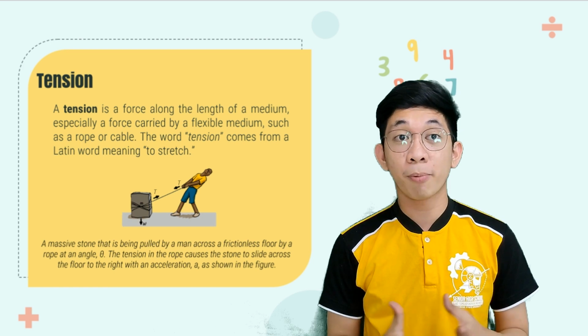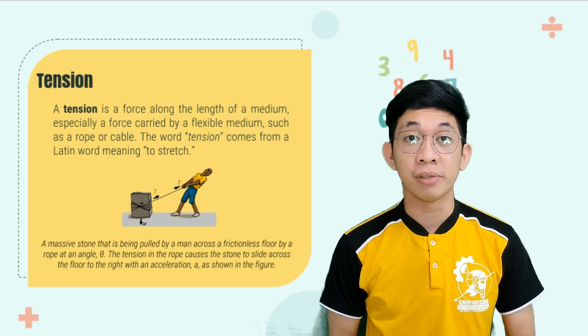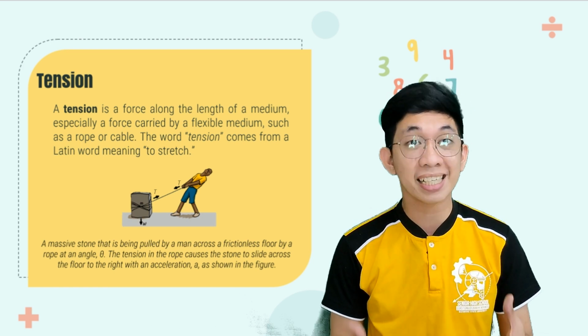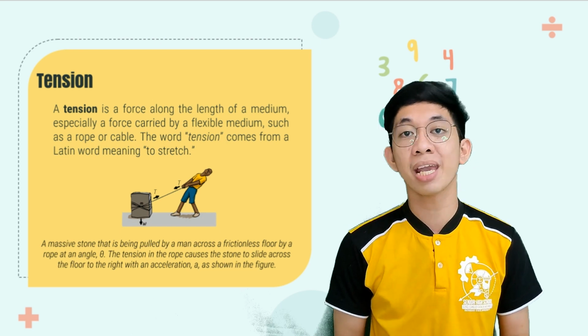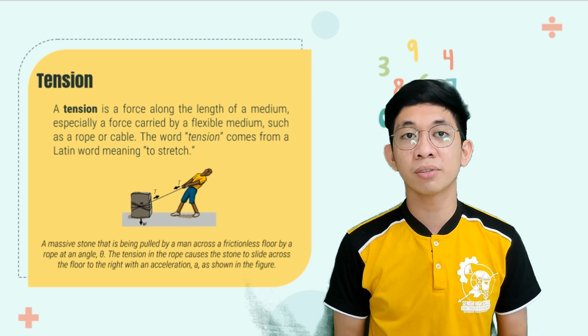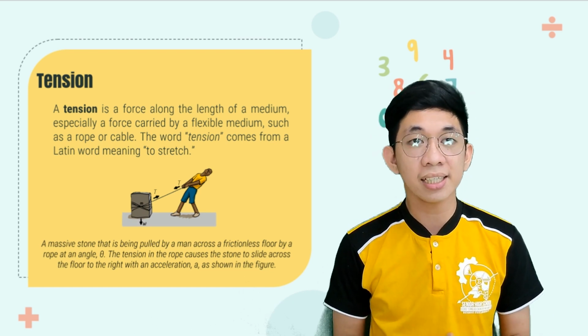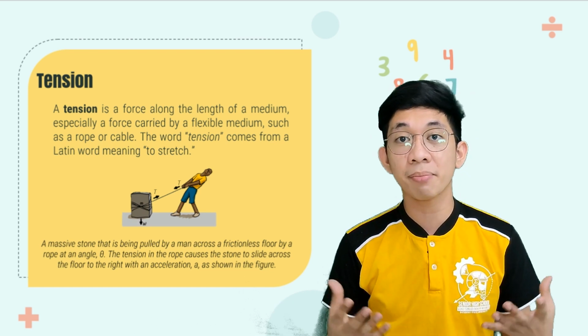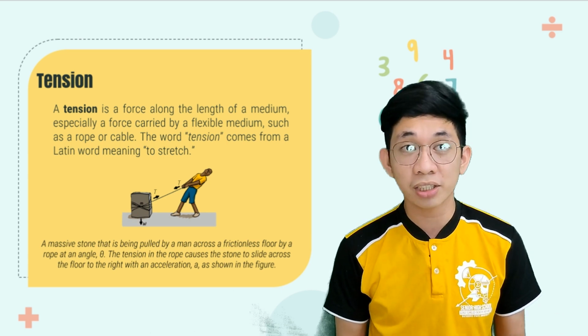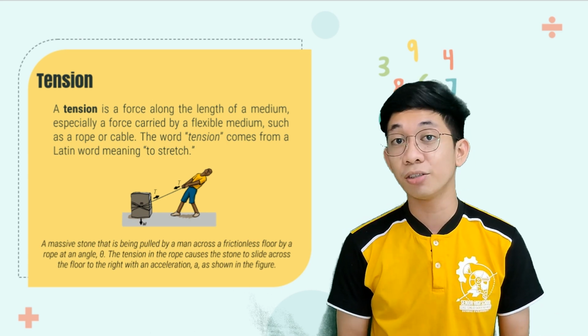A tension is a force along the length of a medium, especially a force carried by a flexible medium such as a rope or cable. The word tension comes from the Latin word meaning to stretch. Not coincidentally, the flexible tissues that carry muscle forces to other parts of the body are called tendons.